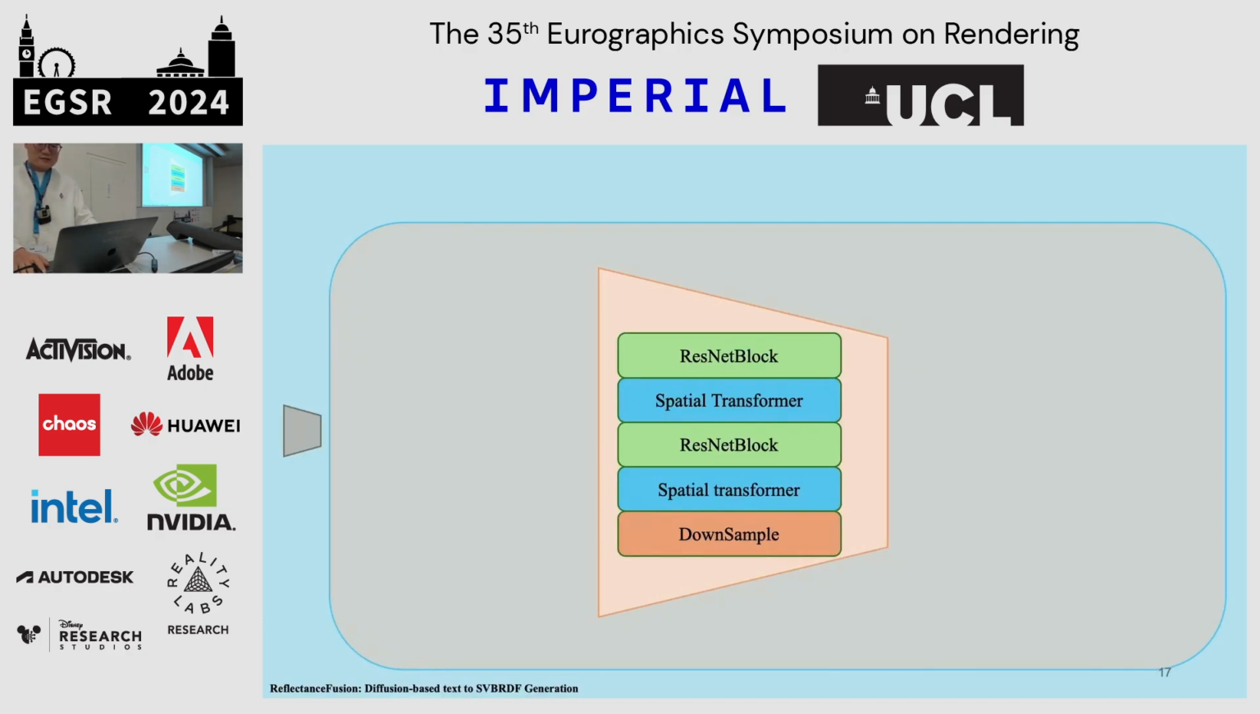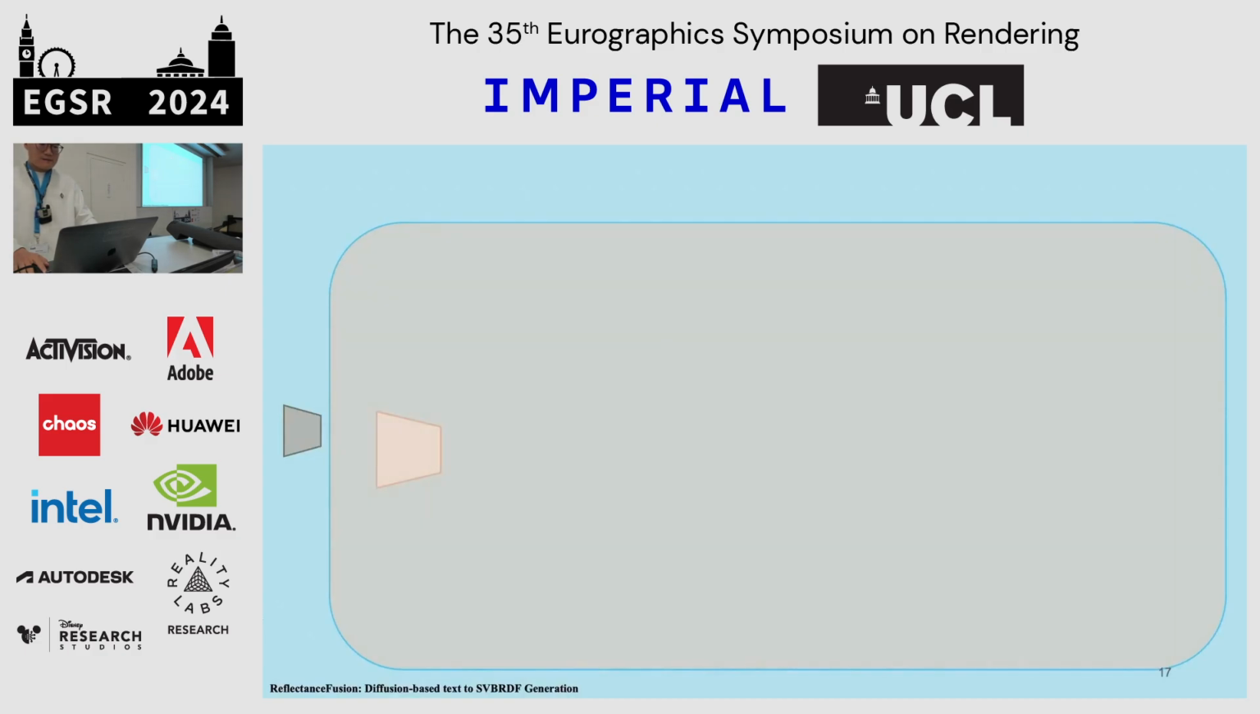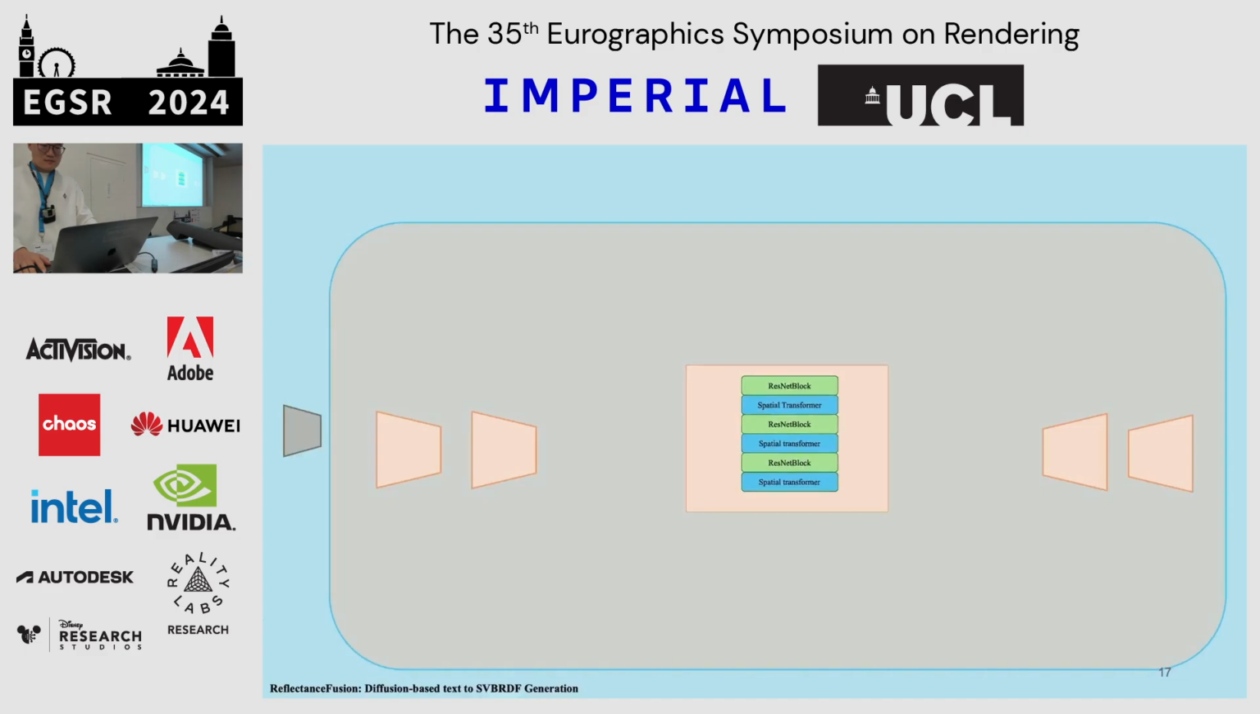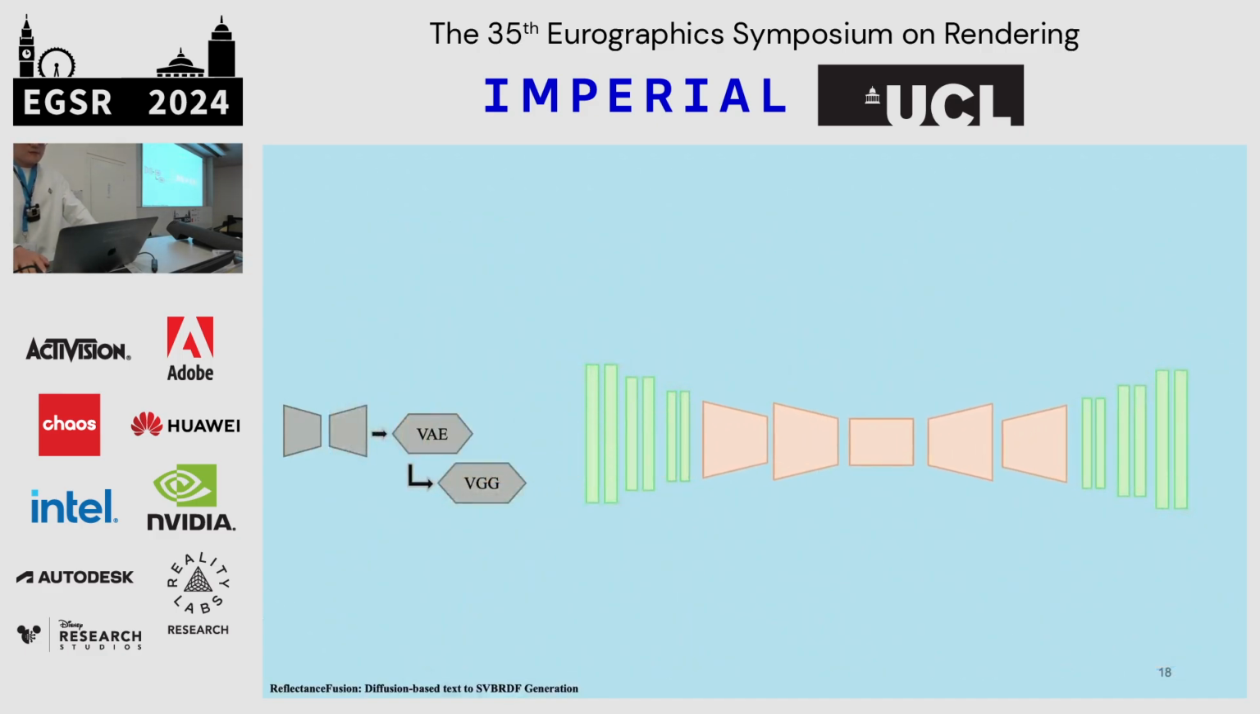The design of this four network block is similar. However, the middle layers differ slightly in structure. It is composed of just the spatial transformer and the ResNet block, but does not include any upsampling or downsampling modules. Then we get our full pipeline here. We have two diffusion models in series.